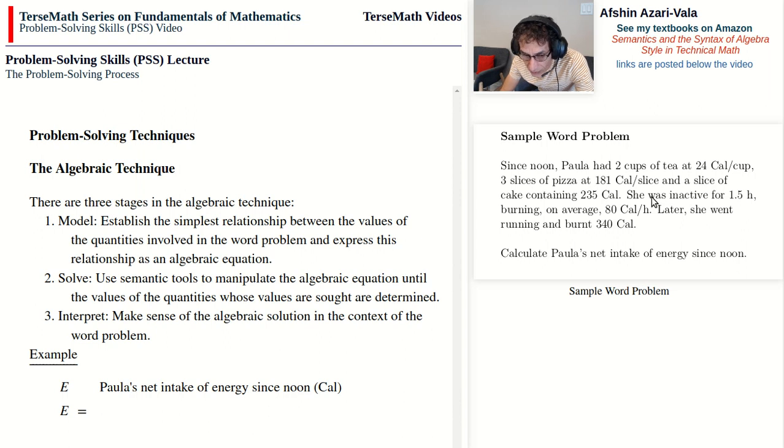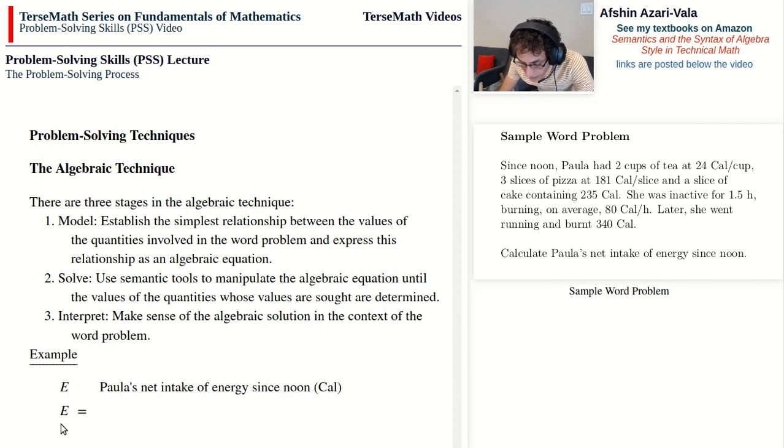And you notice that when I'm thinking like this, I'm not even thinking about which intakes and which losses are given, whether I'm trying to find the value of net intake of energy, or maybe net intake is given and they ask me about how many cups of tea Paula had. It doesn't matter what the unknown is. What matters is that the simplest way to relate all of these quantities is to argue that Paula's net intake of energy is equal to the sum of intakes minus the losses.